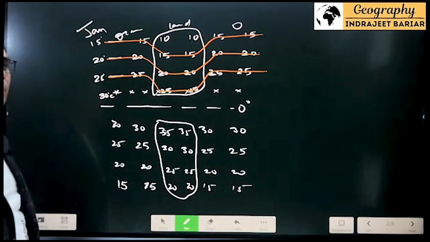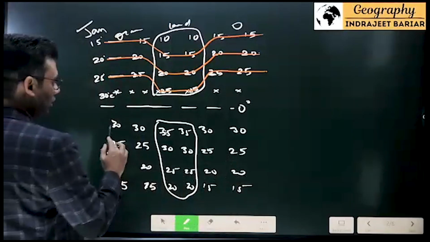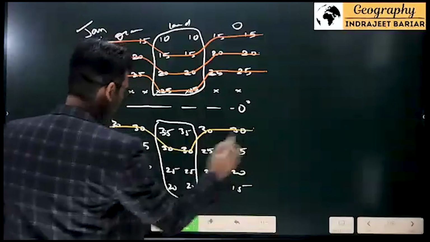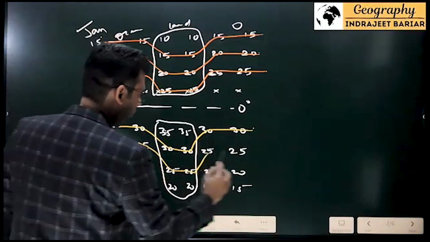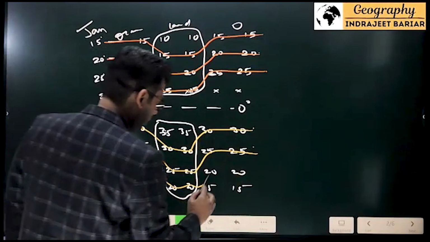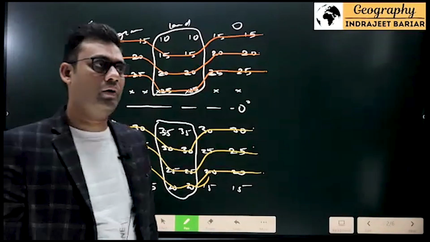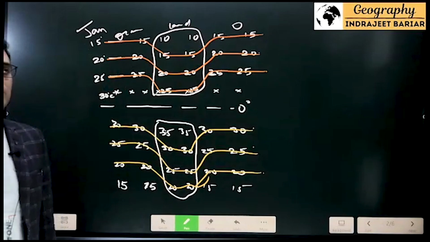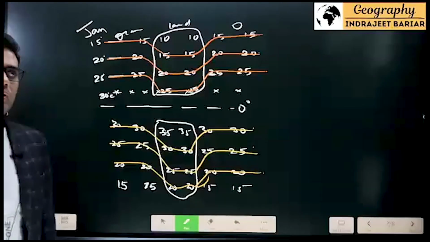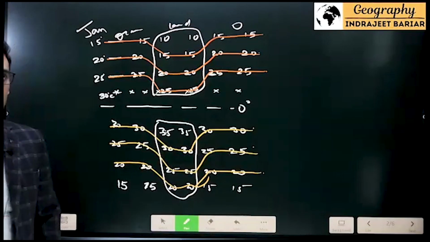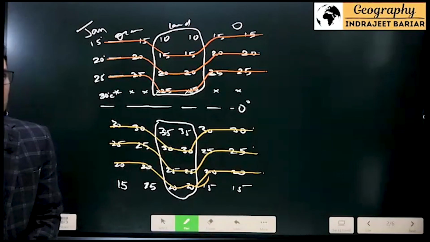Everyone agree with this? And then I'll draw the isotherm. What would the isotherm look like? 30, 30, 30, 30. 25, 25, 25, 25. 20, 20, 20, 20. So now what is the case? Over land, the isotherms are bending towards south. ठीक है? Got it everyone? So towards south bending हो रही है.